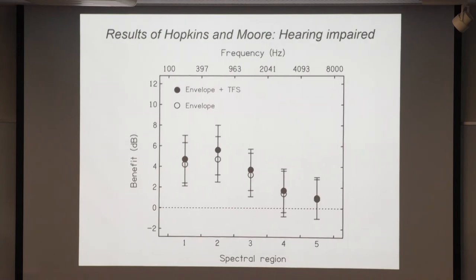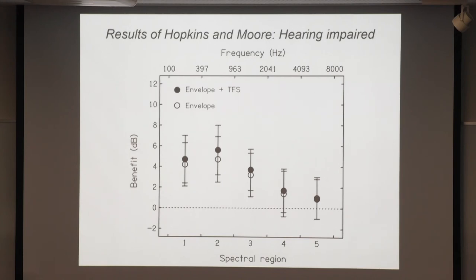And if we look at the results for the hearing impaired subjects, basically they show a benefit from envelope cues, and then when you add the temporal fine structure, there's really not much extra benefit compared to the envelope cues alone. So again, the hearing impaired subjects are not showing a large change when you add the temporal fine structure to the envelope information.